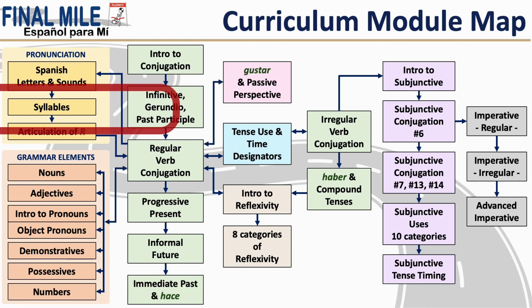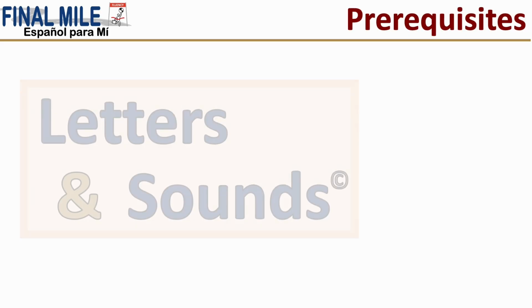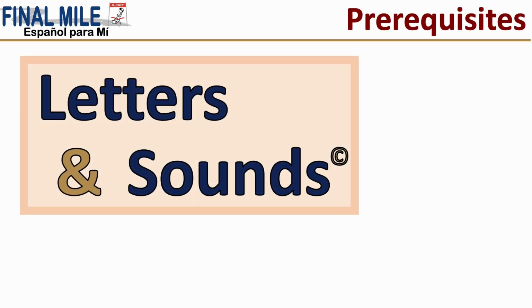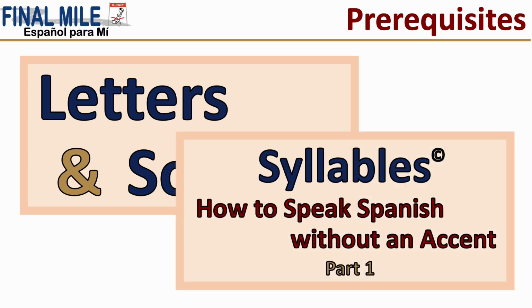Okay, this is where we are in the curriculum module map. We are still in the pronunciation module. We are working our way through it. We are doing what we need to do to establish a perfect Spanish accent. The prerequisites is what I just said, Spanish letters and sounds, and syllables, or how to speak Spanish without an accent, part 1. This is part 2 of that lesson.